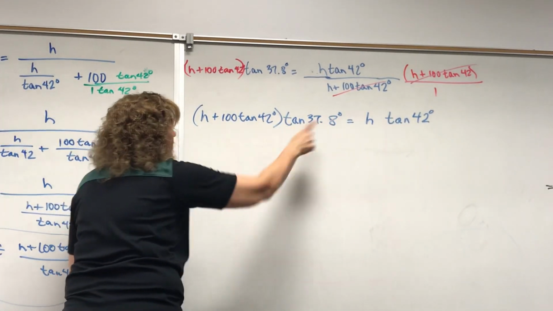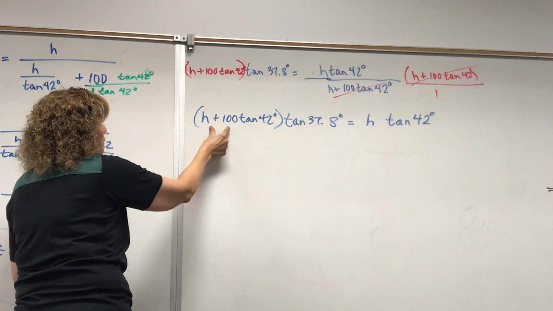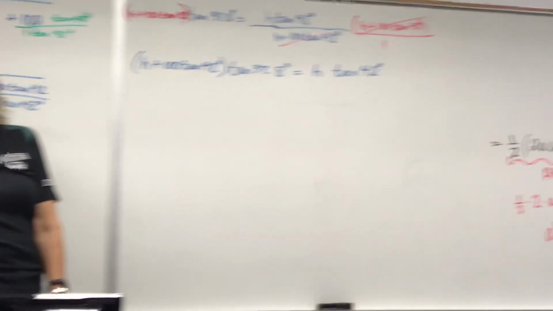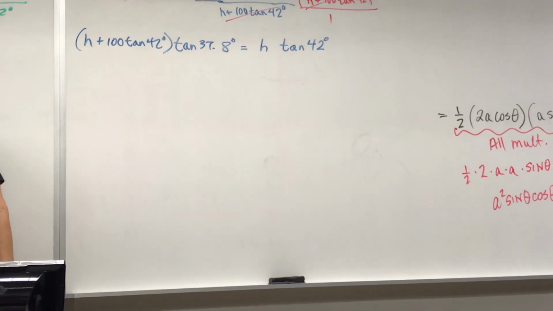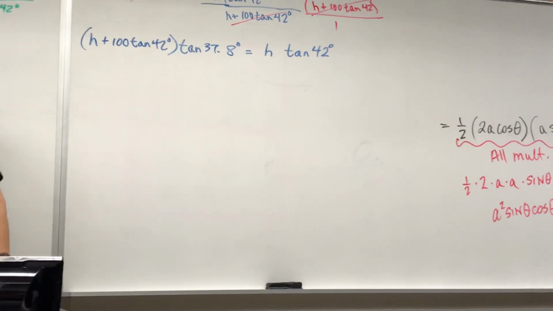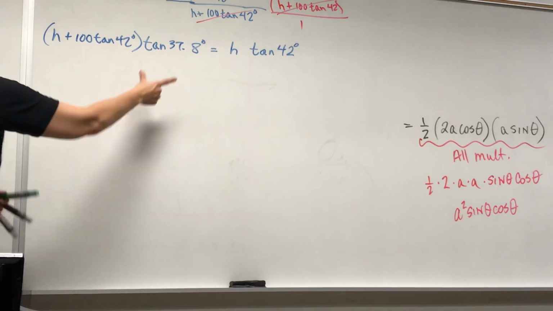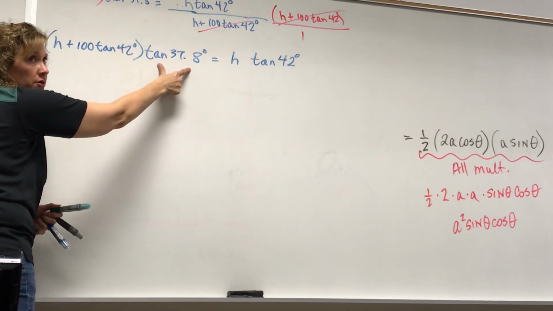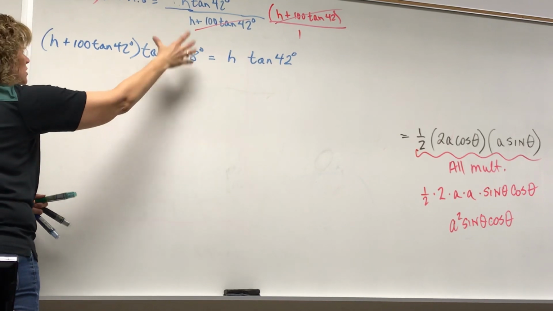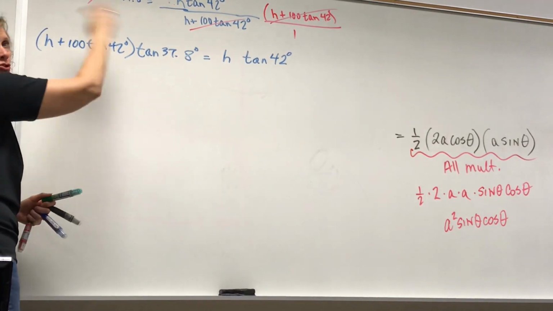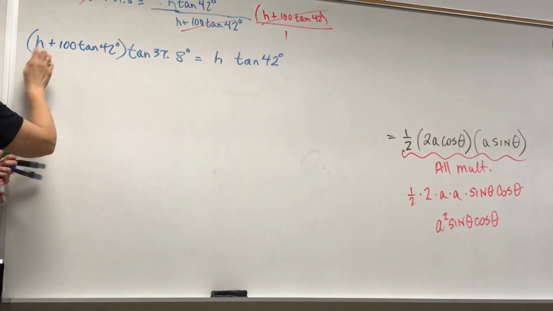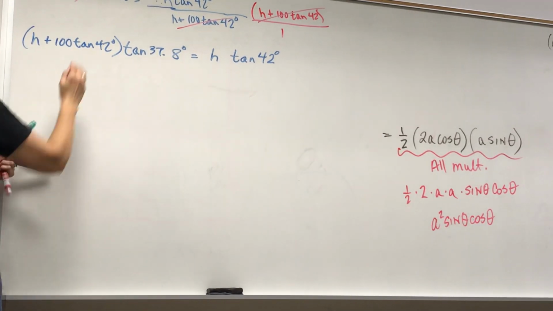I want this h over there. The h is involved in a sum, which is being multiplied by something. What are we going to do? FOIL. We're going to distribute. We're going to distribute the tangent of 37.8. This is just a number, your calculator knows it. If this was 2, you would have no problem distributing a 2. We're going to distribute that to each value involved in the sum.